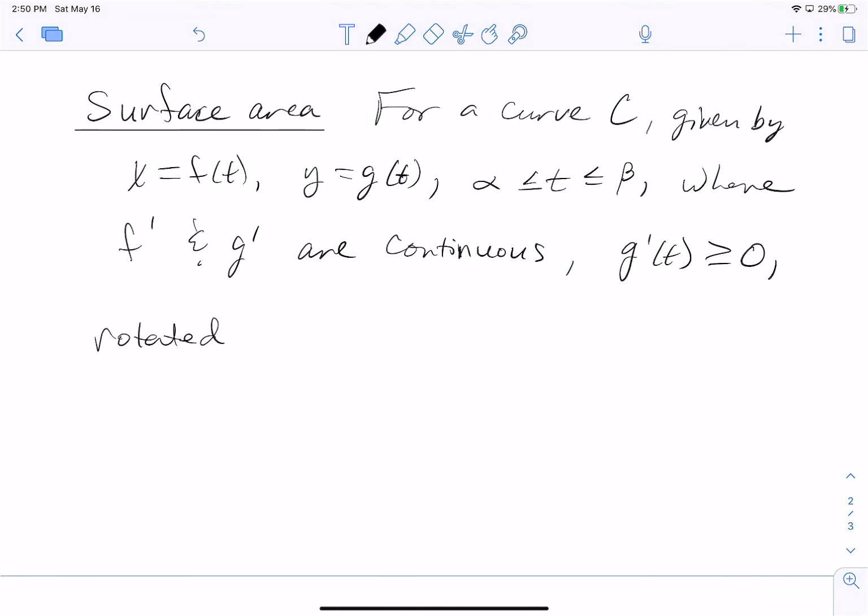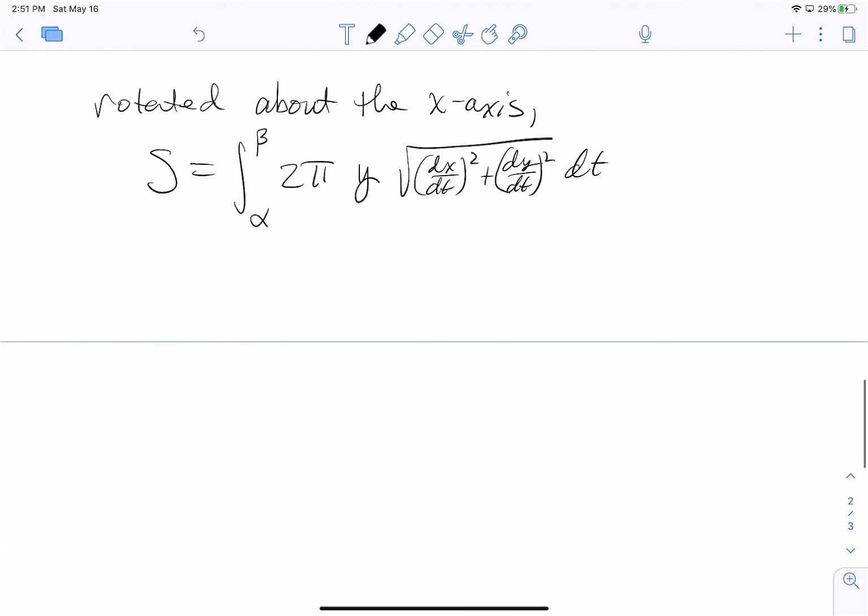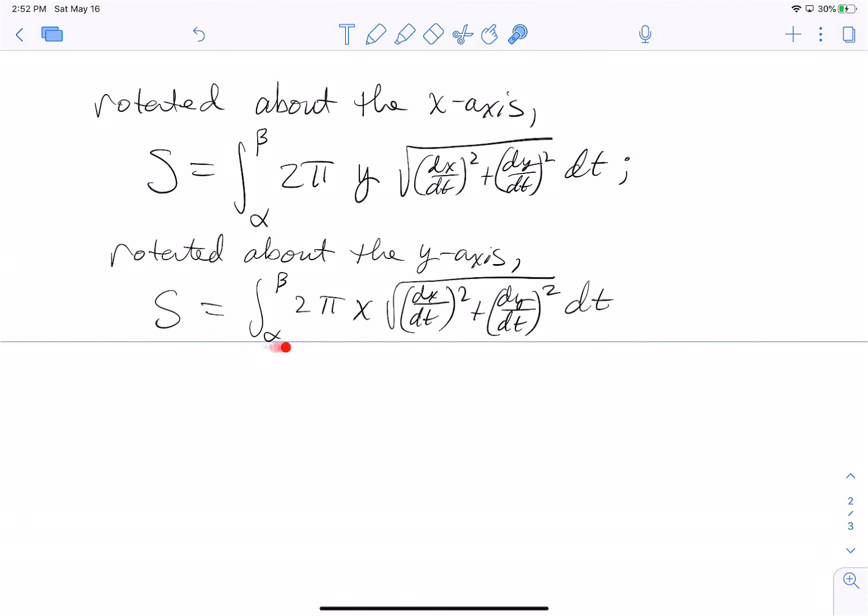rotated about the x-axis. The surface area is given by the integral from alpha to beta of 2 pi y times the square root of dx dt squared plus dy dt squared dt. Rotated about the y-axis, we have that s is equal to the integral from alpha to beta of 2 pi x times the square root of dx dt squared plus dy dt squared dt. In these cases here, about the x-axis, y is playing the role of the radius, and about the y-axis, x is playing the role of the radius.